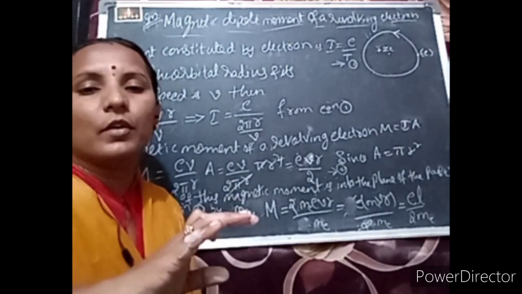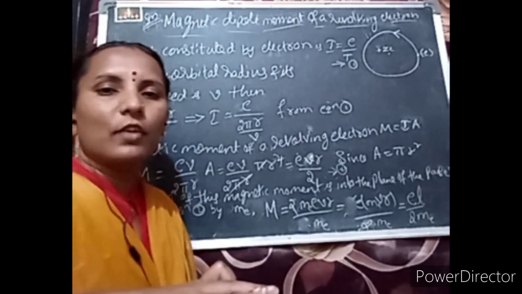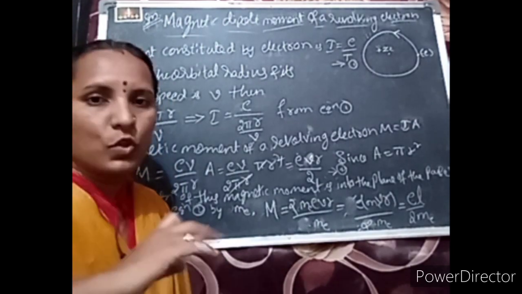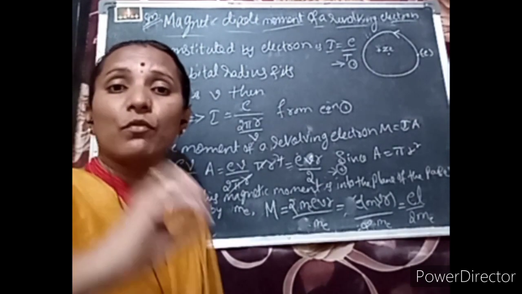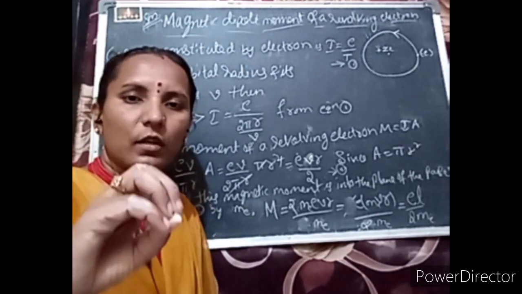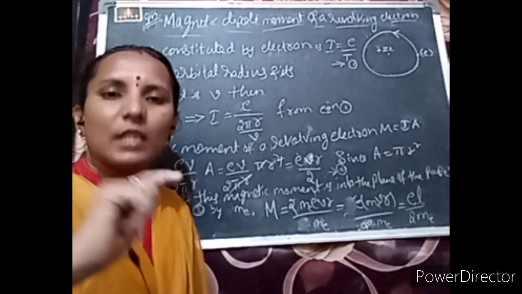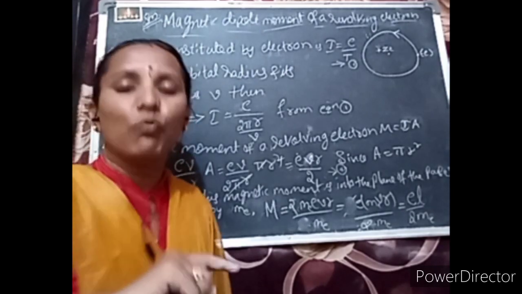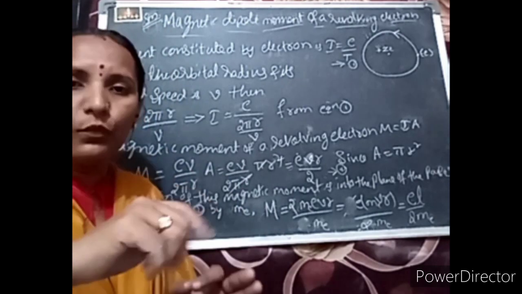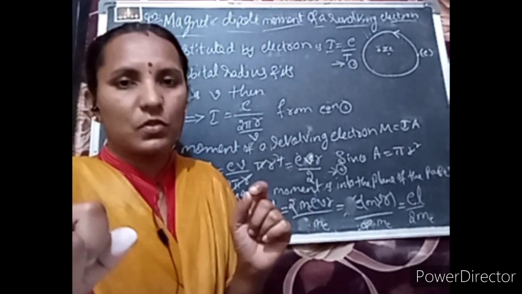Try to understand well enough. Magnetic moment of a dipole of a revolving electron. This is about today's topic, which is repeatedly asked for 5 marks. I'm repeating it because it is important for 5 marks. So I'm explaining it once again, what you need to write. Understand well enough and keep it in your mind what should be written for 5 marks.